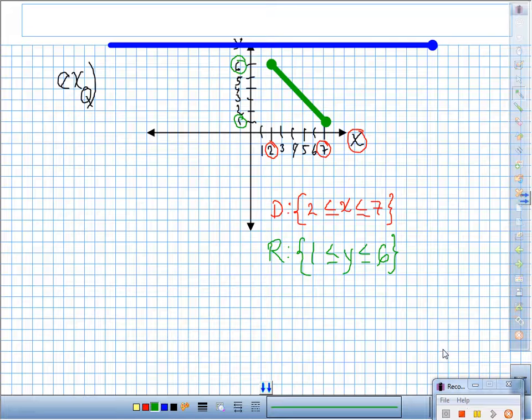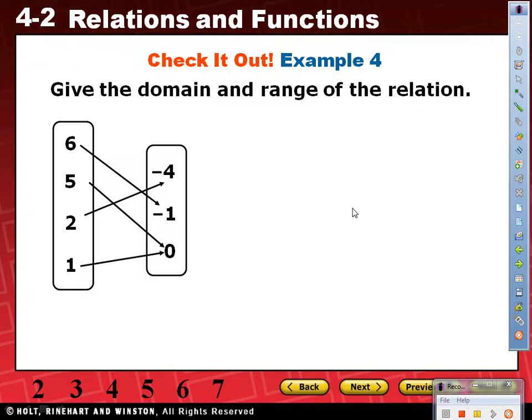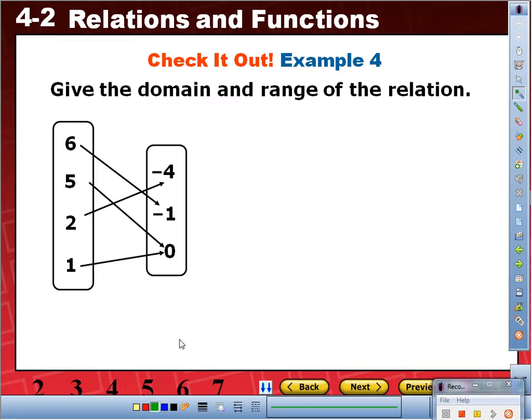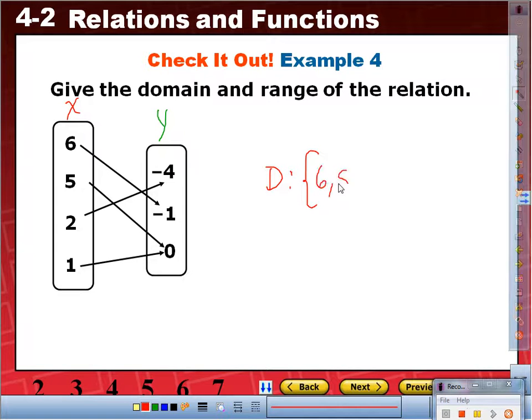So we're done with that. And for homework, check this out. For homework, I gave you something like this. Pens down. You don't need to copy this. I just want to double check that we got this. We know that this is our X value, and the one on the right is our Y value. So we said that the domain is all X values. Is that correct? So my domain for this mapping diagram is 6, 5, 2, 1. So far, so good? And our range is -4, -1, and 0.